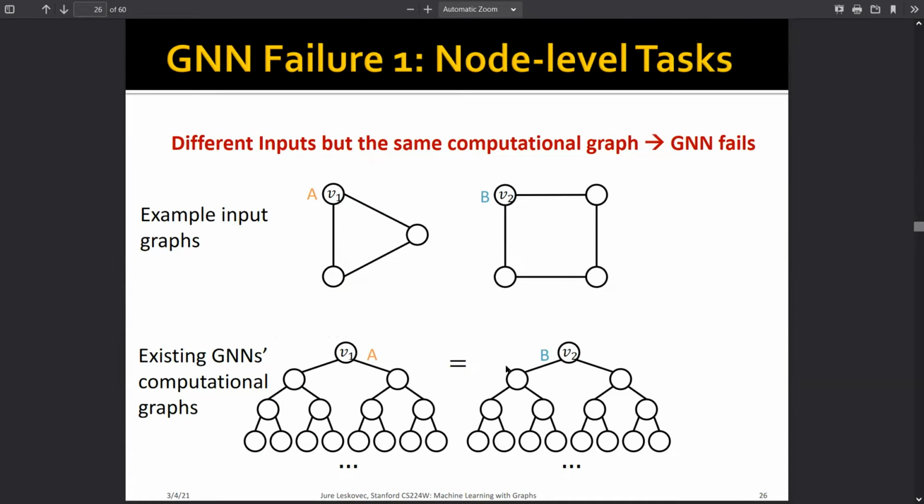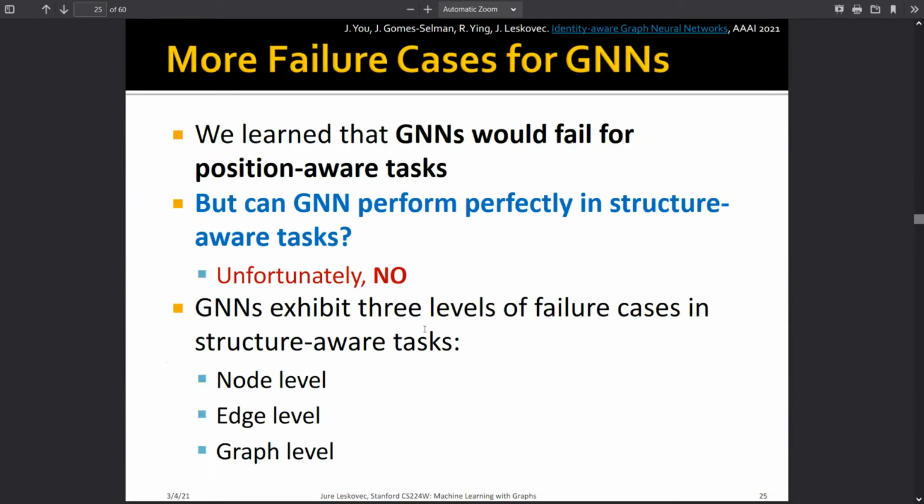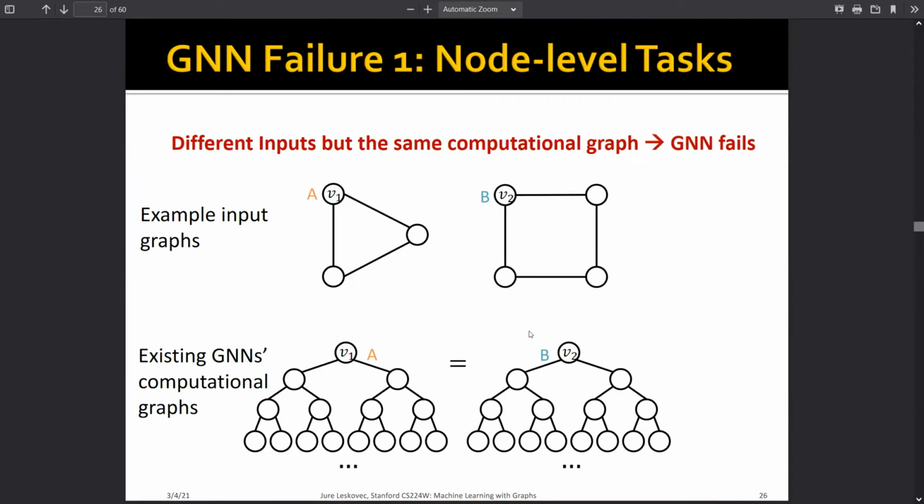Example input graphs. Okay. So this we already saw before, right? Yeah, like V1 and V2, but that was specific to position, right? So here he's talking about structure aware tasks. So he's saying V1 and V2 both have two neighbors, and we'll see their graph structure will be very similar. Even though it is a triangle and it's a, maybe I should say quadrilateral graph, just saying that. Yeah. So we won't be able to distinguish between them using this GNN structure.